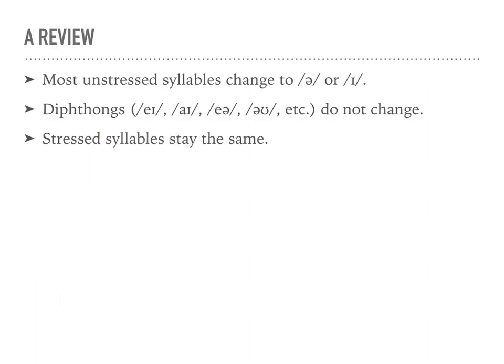So if we review how we can actually learn to transcribe words using word stress, we can remember that most unstressed syllables will change to the I or the schwa. Diphthongs like I, a, ow, etc., won't change. And stressed syllables will always stay the same. So in every single word, they will always stay stressed.